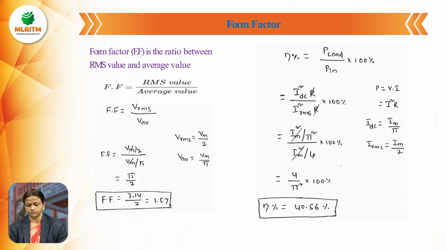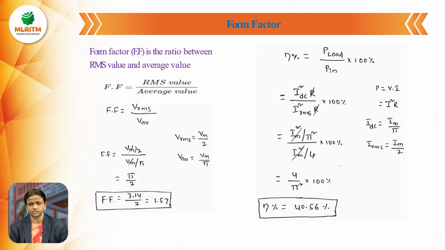Now it becomes 4 by pi square multiplied with 100. Pi is 3.14. Therefore, 4 by 3.14 whole square into 100. So that value equals 40.56. What about the remaining 60%? By using this half-wave rectifier, only 40% of the AC signal is converted into DC. The remaining 60% is ripples in the output.